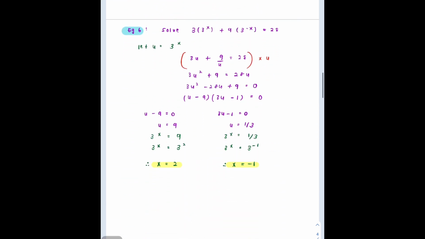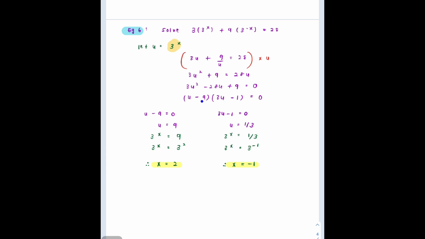Another example of quadratic, the third case or the third pattern. Let's say you have this one, 3 times 3 power of x plus 9 times 3 power of negative x equal to 28. So let's say you let u as 3 power of x. So you have 3u plus 9 over u equal to 28. To simplify this one, you can multiply everything with u. So you have this quadratic. And then bring 28u to the other side. You have 3u squared minus 28u plus 9 equal to 0. And then factor out, just use your calculator. So you have u minus 9 and 3u minus 1.